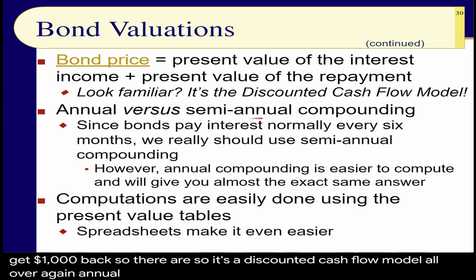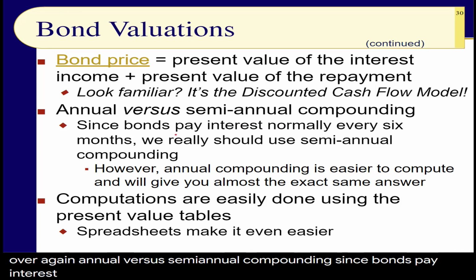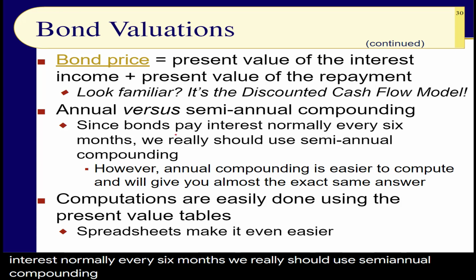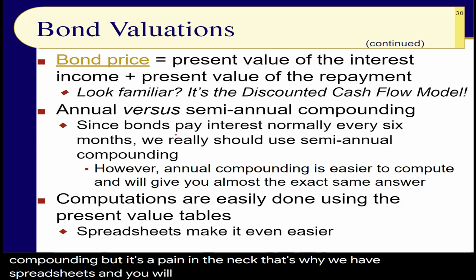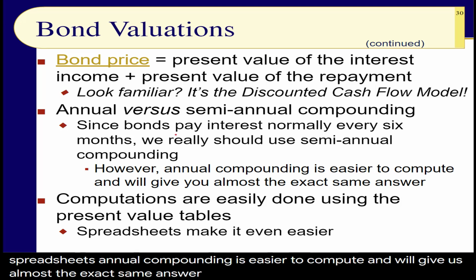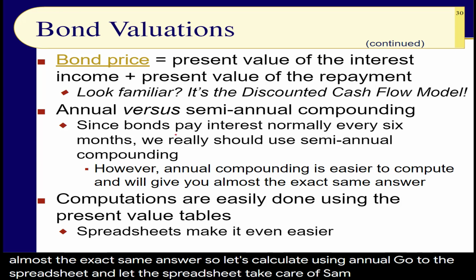Annual versus semi-annual compounding. Since bonds pay interest normally every 6 months, we really should use semi-annual compounding, but it's a pain in the neck. That's why we have spreadsheets. Annual compounding is easier to compute and will give us almost the exact same answer. So let's calculate using annual compounding manually, and then we'll go to the spreadsheet and let the spreadsheet take care of semi-annually.